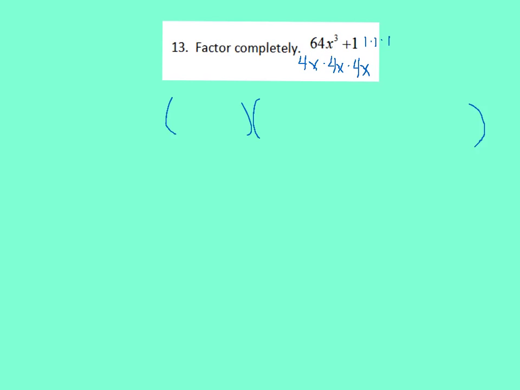So I have one of my 4x's gets to come up front, and one of my 1's gets to come up front. The rest of the people need to be buckled into the back, so I take these other 2 4x's, I multiply them together, which gives me 16x squared. And then 2 of my 1's get to sit in back. 1 times 1 is just 1. Everybody's buckled in. We're ready to go on the roller coaster.